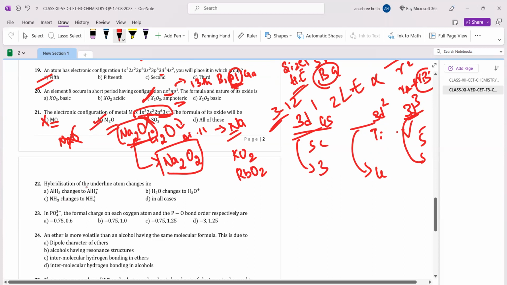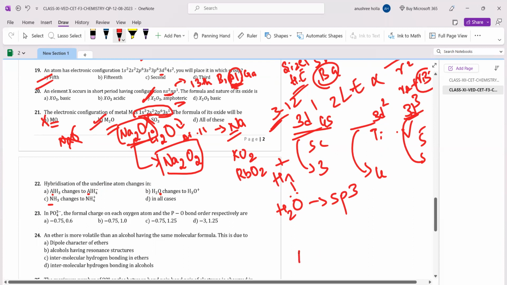Okay, the hybridization of the underlined atom changes in. Here they've not underlined any atom, and we should consider the central atoms, our nitrogen, aluminium, and oxygen here. Right? So if you observe B and C, there will be no change in the hybridization. What is happening? If you take H2O, the hybridization is sp3. This oxygen will donate electrons to the H plus. It's a kind of coordinate bond that is being formed. So there will be no change in the hybridization in this case. sp3 hybridization remains as it is.